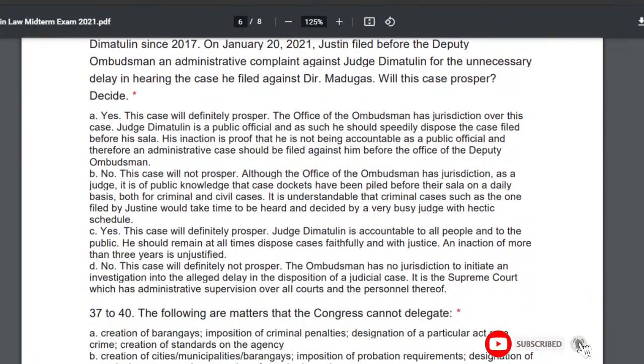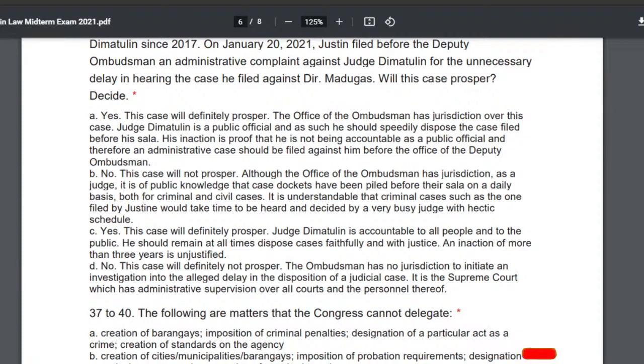Decide. Yes, his case will definitely prosper because the Office of the Ombudsman has jurisdiction over this case. Judge Dimatulin is a public official, and as such, he should speedily dispose of the case filed before his sala. His inaction is proof that he is not being accountable as a public official, and therefore, an administrative case should be filed against him before the Office of the Deputy Ombudsman. Is this the correct answer?